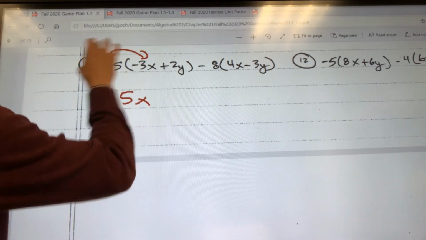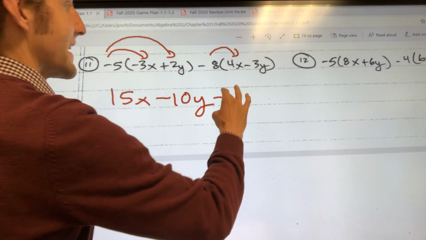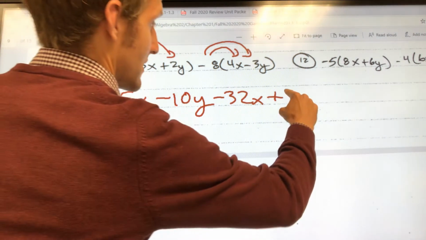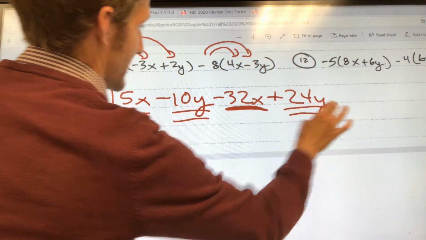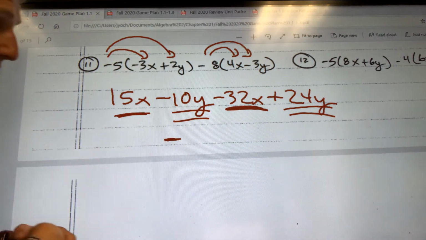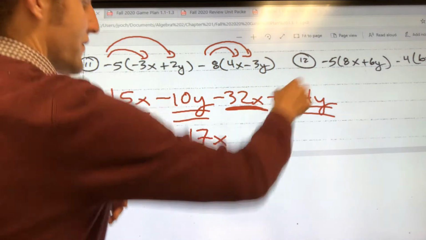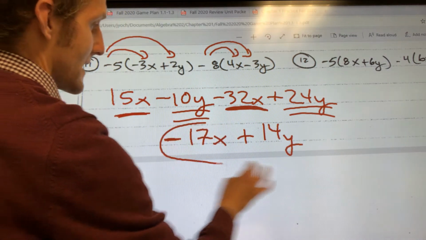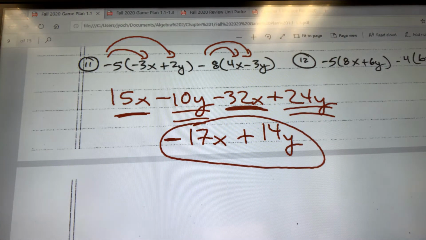We have 15x. A negative times a positive is a negative 10y. A negative times a positive is a negative 32x. A negative times a negative is a positive. So then just do 8 times 3, 24y. Combine those x's. Combine those y's. 15 minus 32, it is a negative. What's the difference between 32 and 15? 17, negative 17x. I was in debt 10, but I got 24 more, so it's a positive. 24 minus 10, 14y.